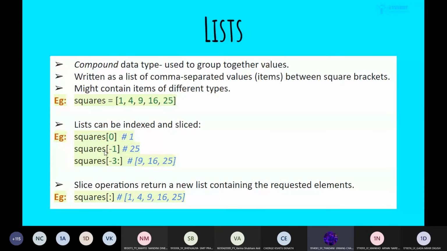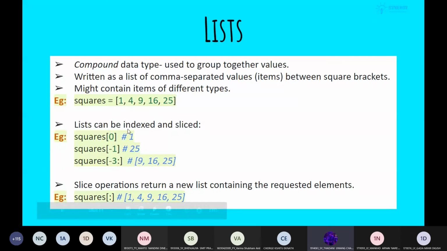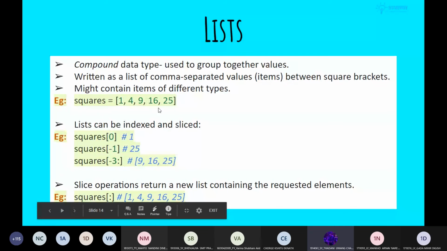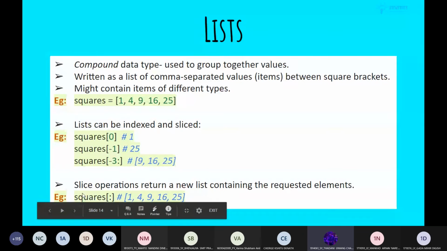When I say squares of minus 3, it will go up to the end of the string, not the start of the string. Even though we have negative indexes, it will still go to the end of the string. So when I say negative 3, so negative 1, negative 2, negative 3, it will start from there and go to the end of the string. Similarly, we have the slicing operations. So if I don't mention any of these parameters, it will basically print the entire string, entire list. Sorry.